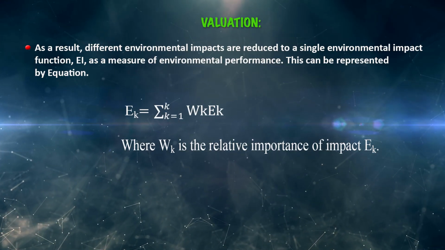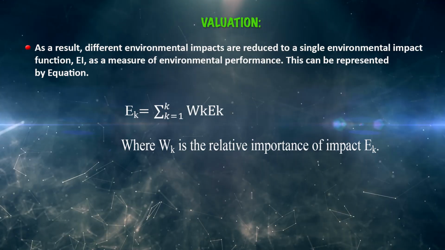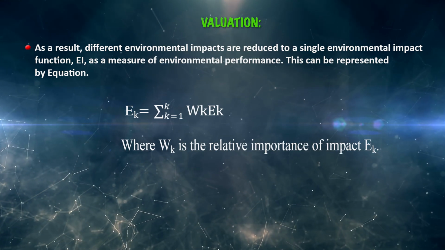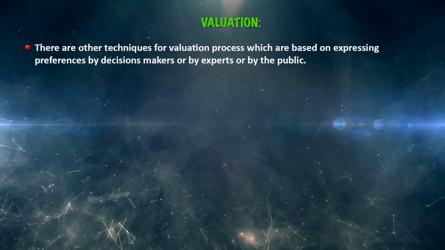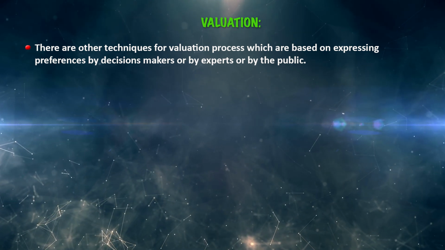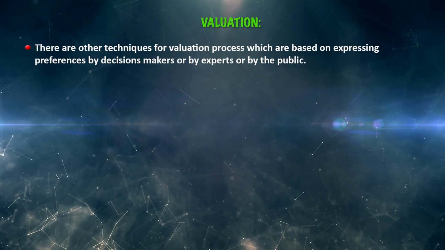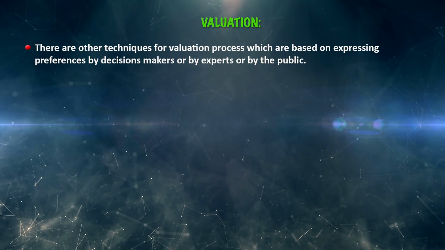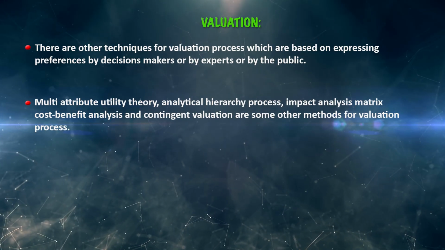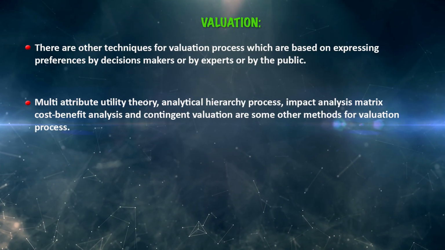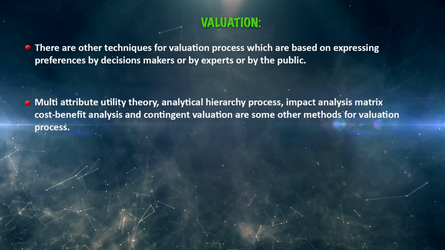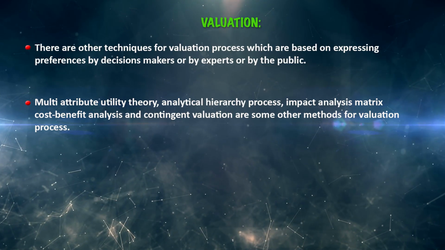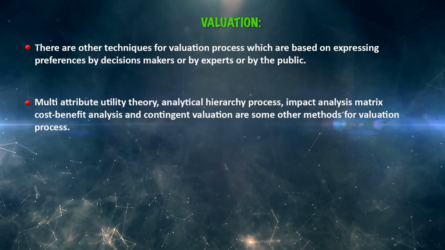This can be represented by the equation which you are seeing, where Wk is the relative importance of impact, that is Ek. There are other techniques for the valuation process which are mainly based on expressing preferences by the decision makers or by experts or by the general public. So, there are multi-attribute utility theory, analytical hierarchy process, impact analysis matrix, cost benefit analysis, and also contingent valuation, which are some of the other methods for the valuation process.